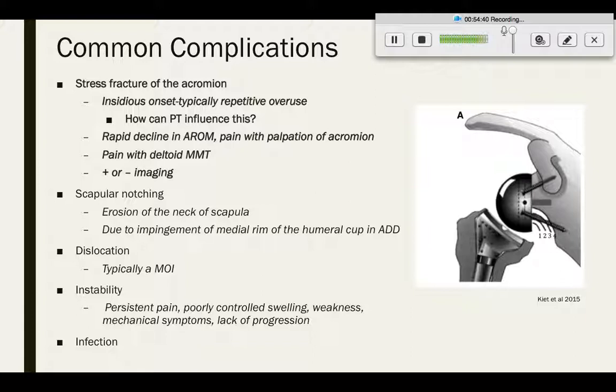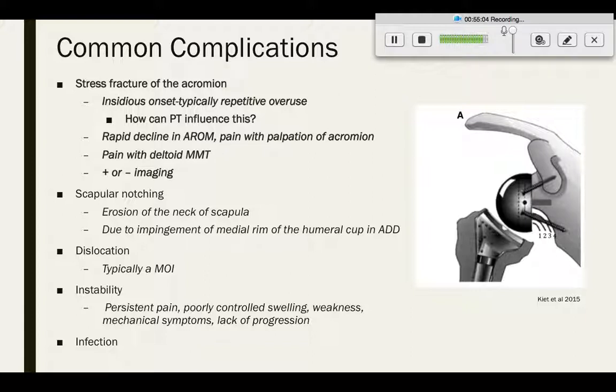How do they look in clinic? Rapid decline of active range of motion, pain with palpation at the acromion. You might see pain with resisted manual muscle testing to the deltoid, and it may or may not show up on imaging. Big picture is we want to limit cyclic motion here so that we're not overstressing the acromion.